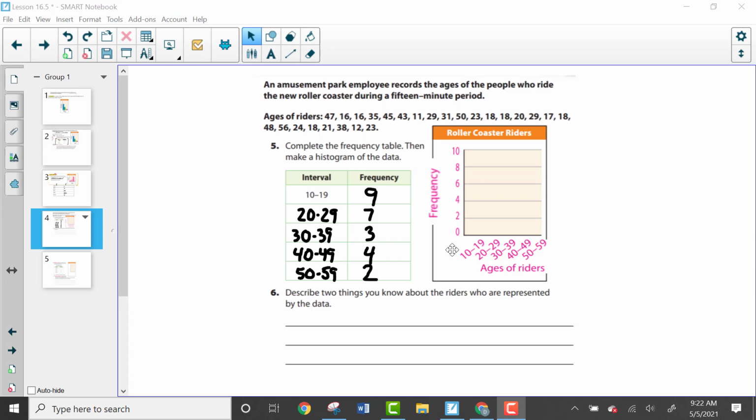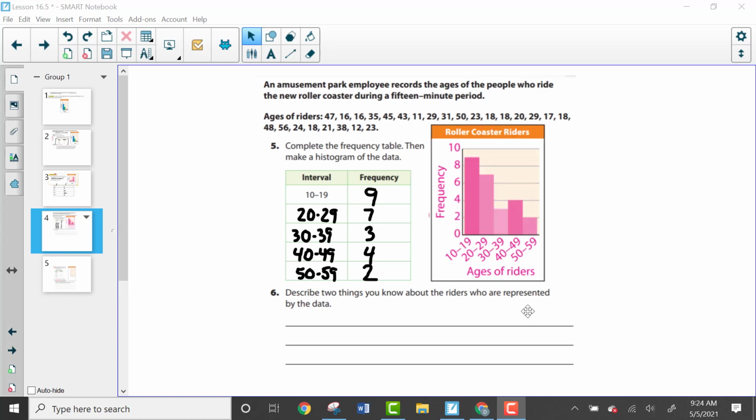Now, once you do that, what I would like for you to do is to complete this histogram. And I want you to pause the video and complete the histogram. You may even need to pause and label it and then complete it. And when you press play, I will have the answers for you. So pause the video now.